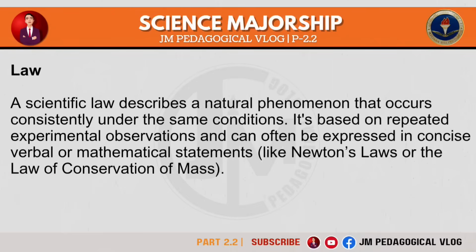A scientific law describes a natural phenomenon that occurs consistently under the same conditions. It's based on repeated experimental observations and can often be expressed in concise verbal or mathematical statements, like Newton's laws or the law of conservation of mass.